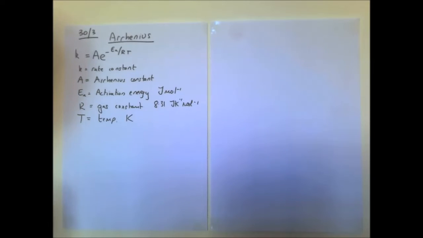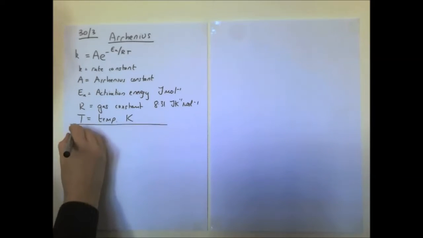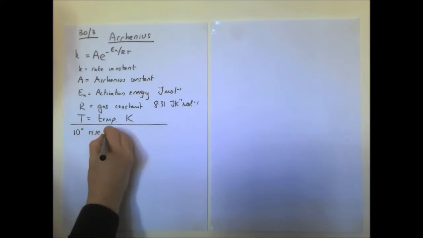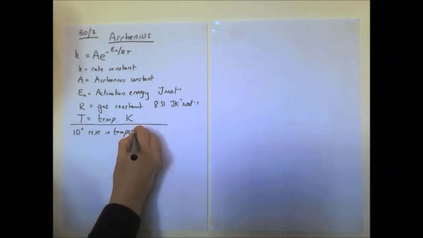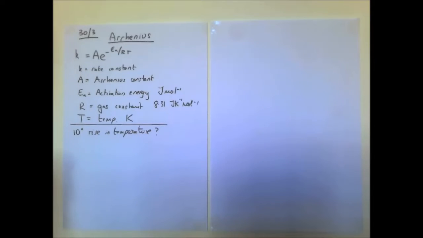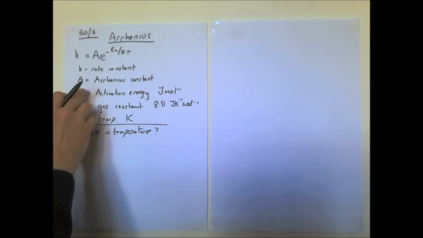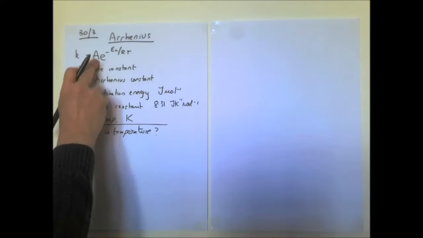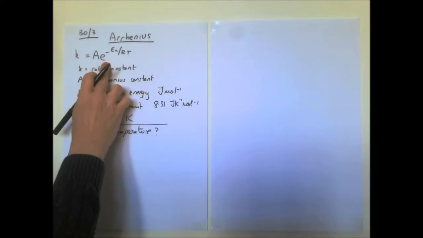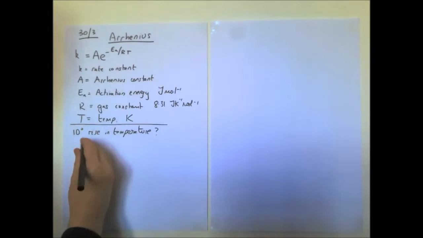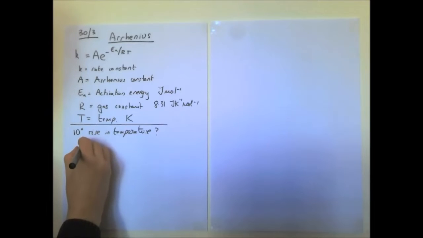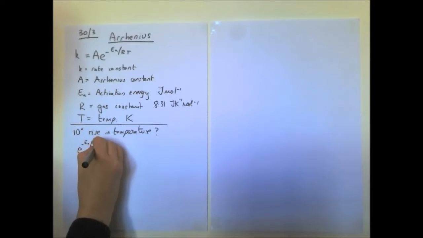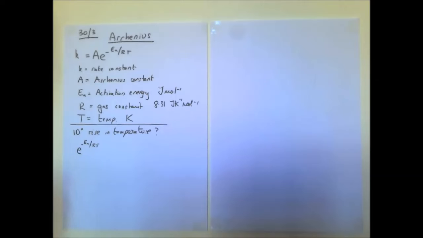So yeah, we could do a little bit of sums on this. We could ask the question, what happens if I have a 10-degree rise in temperature? How would that affect the rate? Well, K is what we're trying to work out. It's changing. A is a constant, so let's just ignore A. Let's work out the total of e to the minus EA over RT for two different temperatures.